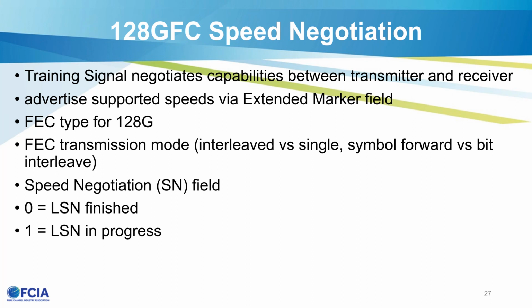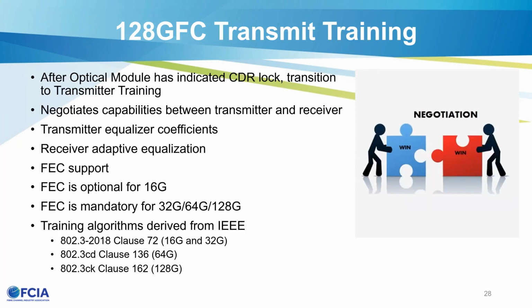Now, I think somebody at one point had asked the question: from LSN, the link speed negotiation, all the way through training complete, there is a link timer. It's 10 seconds in 64 GFC, and it's 30 seconds in 128 GFC. But I think because of the work the teams did, you'll find that at 128, things will be a lot more seamless. So, on transmit training, the only thing I want to highlight here is as we go into the training.